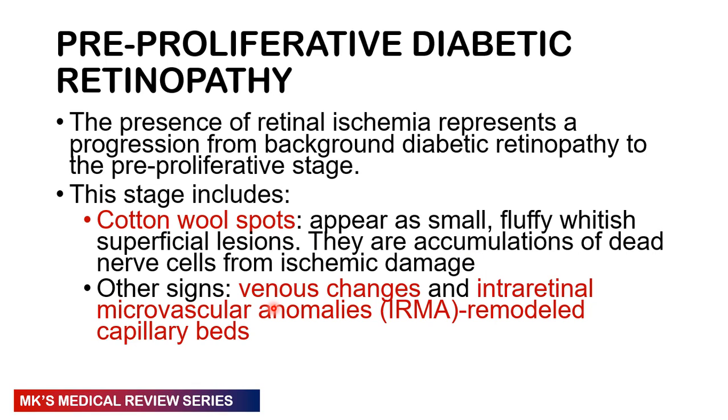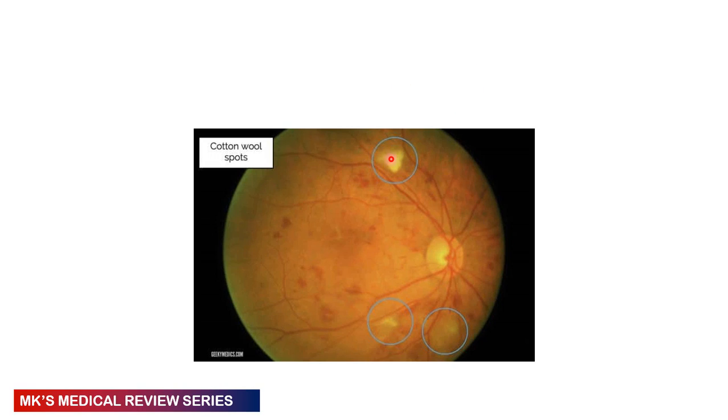You're not going to be asked to actually identify this at undergraduate level. Anyone who would be asking you to do that would be quite unfair towards you. So this is what the cotton wool spots look like over there. So these are the cotton wool spots. So the cotton wool spots are just pretty much soft exudates.